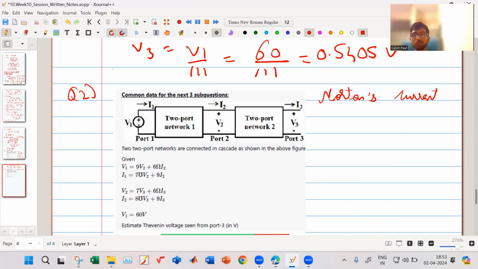Short circuit the port 3 terminal. That is V3 equal to 0. So we short circuit it, so your V3 is equal to 0. So what is your V2 and I2 given then as? Sir, V2 equal to 6 into I3, and I2 equal to 9 I3.